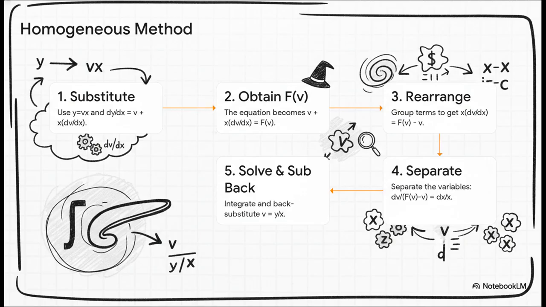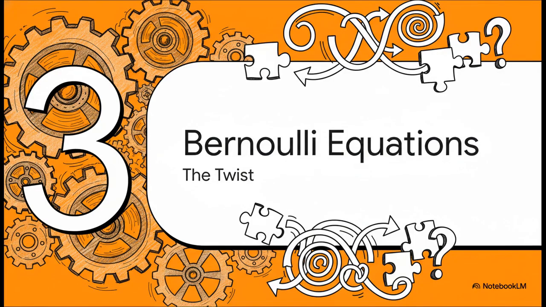From there, it's just algebra. You shuffle things around until you get all the v terms on one side and all the x terms on the other. Bam, it's a separable equation. Now you can integrate, and for the final step, don't forget to substitute back v equals y over x to get your answer in terms of y and x. All right, one disguise cracked.